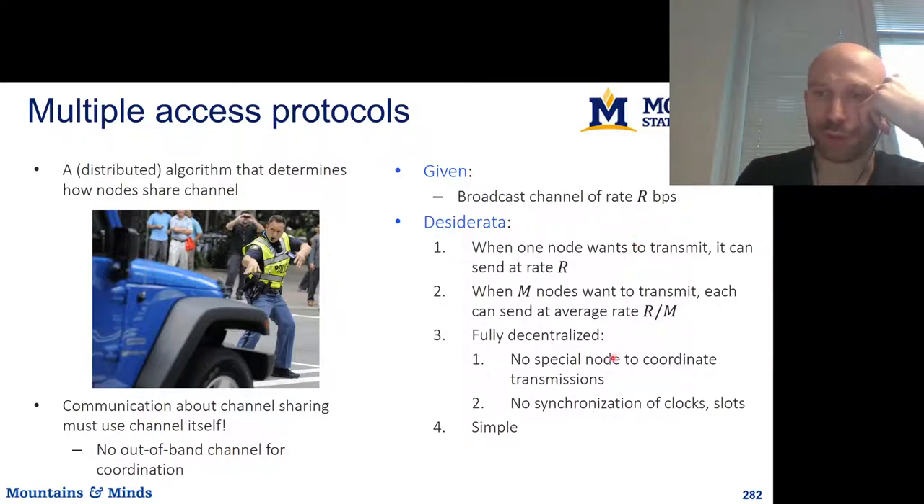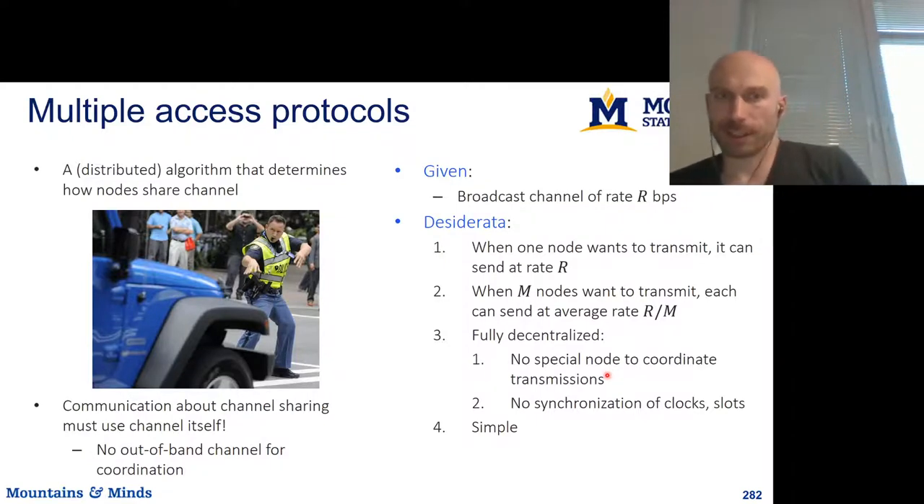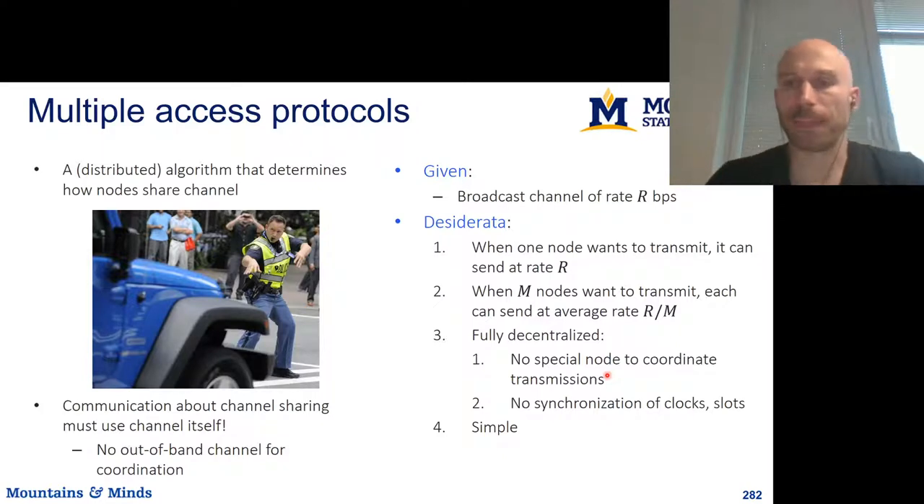We would like this protocol to be fully decentralized with no special nodes doing the coordination. That is not always the case, or that's not always desirable. We could have nodes that are being coordinated by a special node, for example, an access point, even though Wi-Fi doesn't really use this coordinator approach as much. But for example, in cellular networks, the tower coordinates the transmission of nodes. So having a coordinator isn't always a bad thing. It just depends on the network.